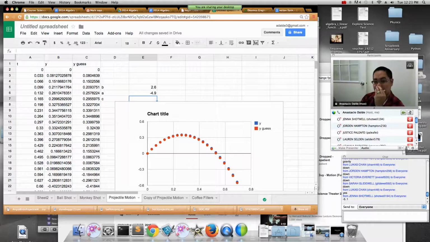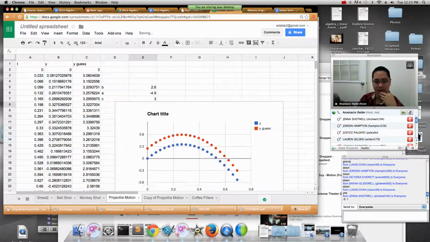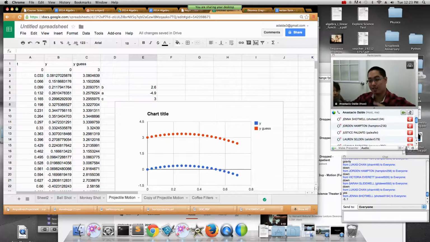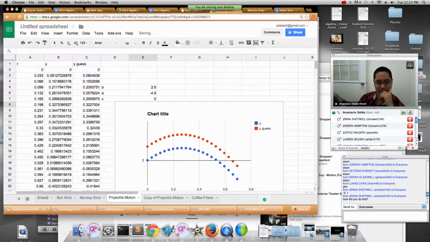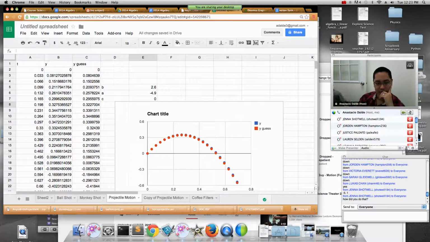That's perfect. That's the closest I can get. If I put a C out in front, like let's make it 3, all I did was push the parabola up. So obviously you don't want a C there. You want that to be 0. Does that make sense?